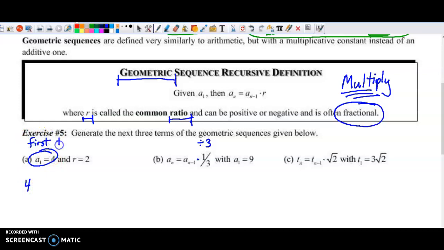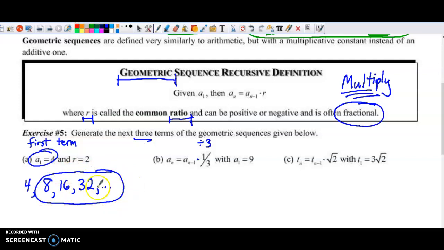And then the ratio is times 2. So what's the second term going to be? 8. The next one times 2, 16. The next one times 2, 32. I can stop right there because that's the next 3 terms. Again, if you're scared, give me more.